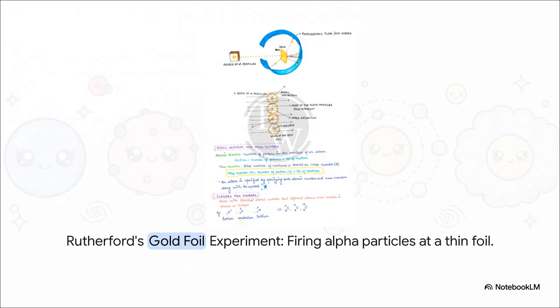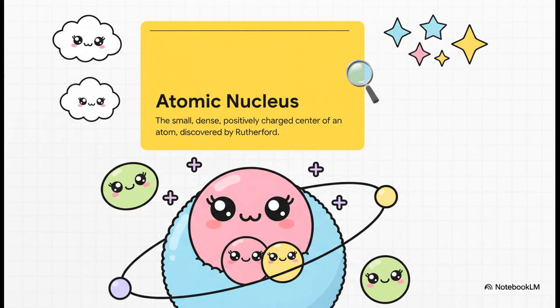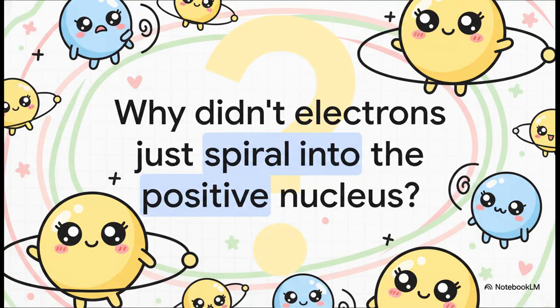Literally. Enter Ernest Rutherford. He fired tiny positive alpha particles at a super thin sheet of gold. Most particles went right through, but here's the shocker. Some bounced straight back at him. Rutherford's big idea? The atom's mostly empty space with a tiny, dense positive nucleus at its core. Okay, but this raised a new puzzle. Why didn't the negative electrons just spiral into the positive nucleus?